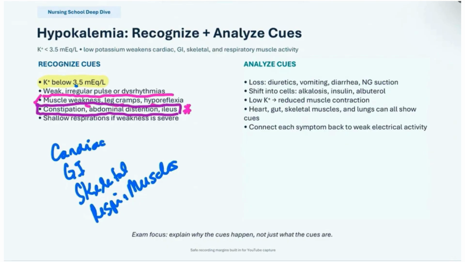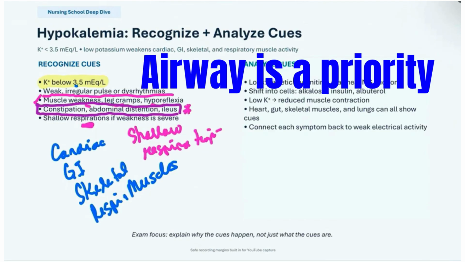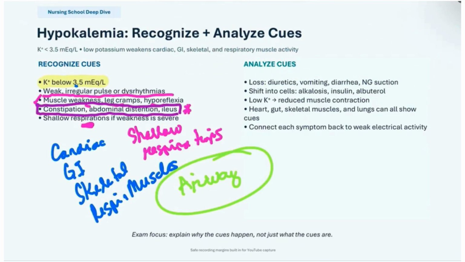And finally, if the muscle weakness becomes severe, it can affect the respiratory muscles. When the respiratory muscles are affected, it can cause shallow respirations. So remember this: when the respiratory muscles are already affected, guess what? Your priority is airway. Okay? That would be your priority. So those are the cues you may see.